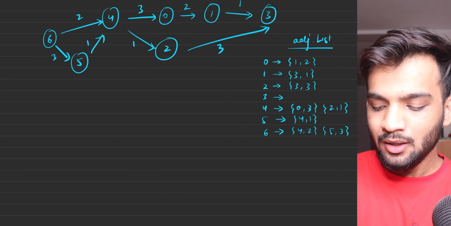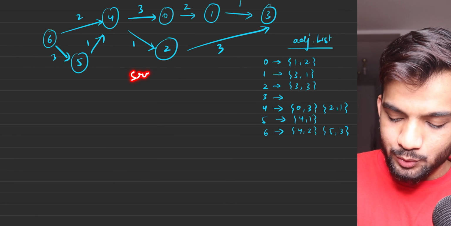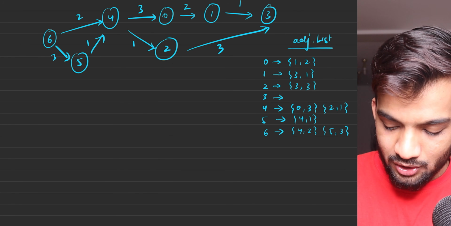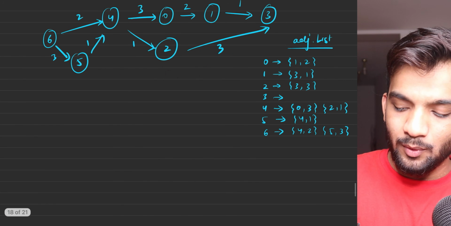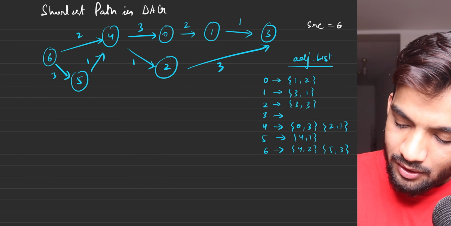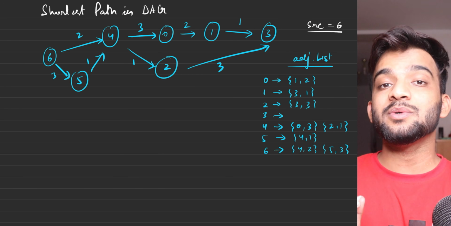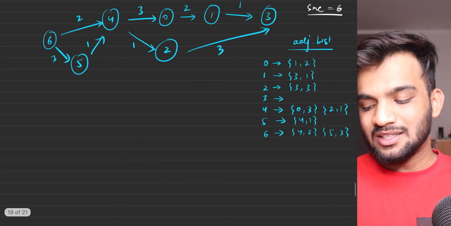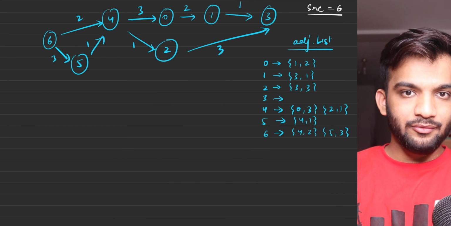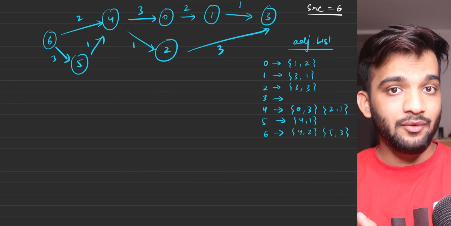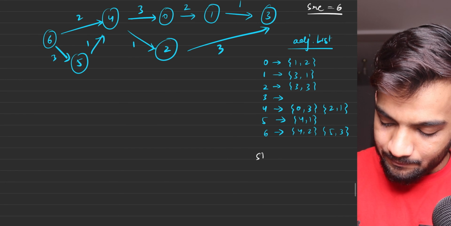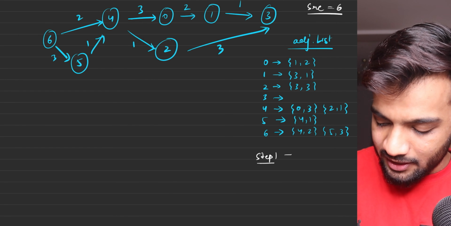So the question stated the source will always be 0, but we will try to solve this problem for any given source. So source can be anything. So for this graph, assume the source to be 6, because I don't want you to be sticking with 0, as that will not help you out. We can have any source because the interviewer might give you the question stating any source. Okay. So what is step 1? The step 1 of the algorithm is very simple.